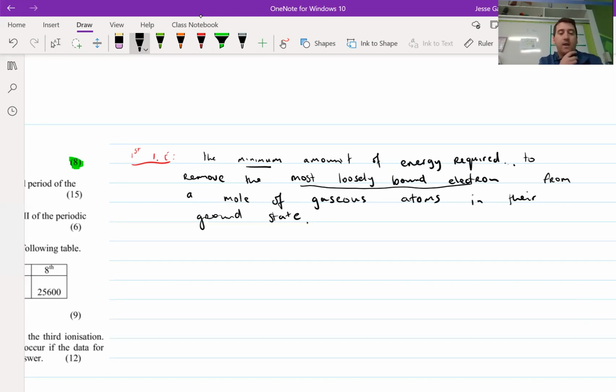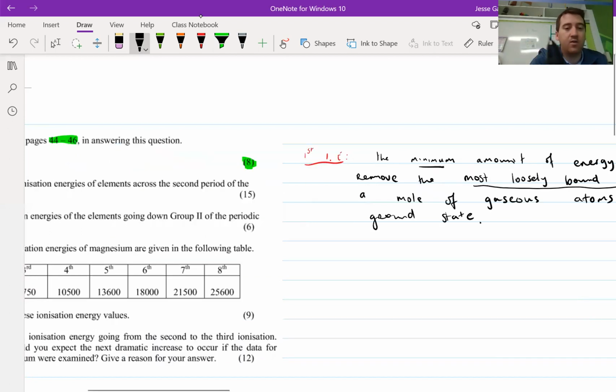So that's the full definition there. Like I said, usually it's 6, but this year, the very first year, it was 8. Straightforward definition, not too much to talk about there. If you're only seeing first ionization energy for the first time, then I advise you to go and watch my video on what first ionization energy is. Okay, let's jump to the next part of the question.